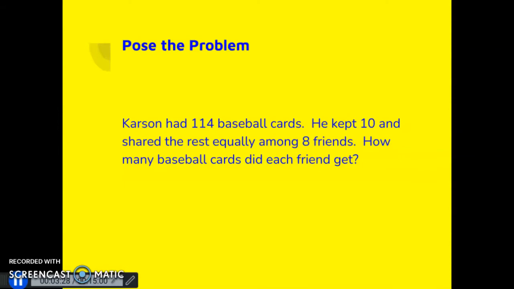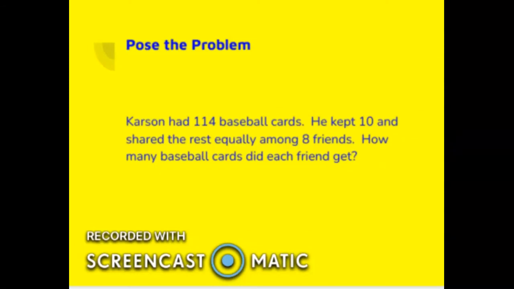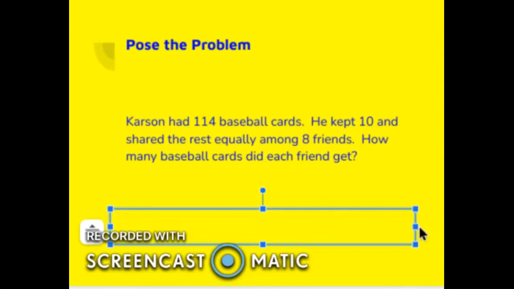So we've got to think about how we could write equations for both of those and what that would look like using that strip diagram. So the first thing that we're going to do is write equations. So the first thing that I'm going to do is I'm going to insert a text box here so that I can write an equation that would work for the first part of this problem. Now remember, our goal is to think about what equation is going to work for the first one.